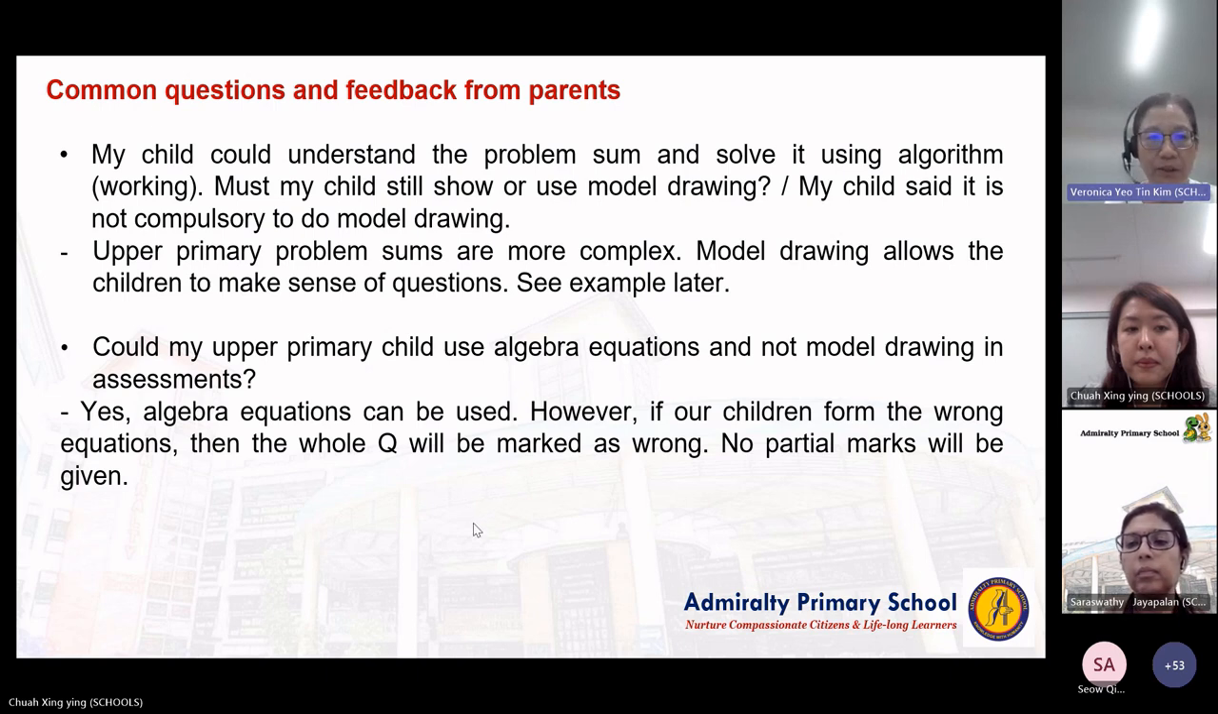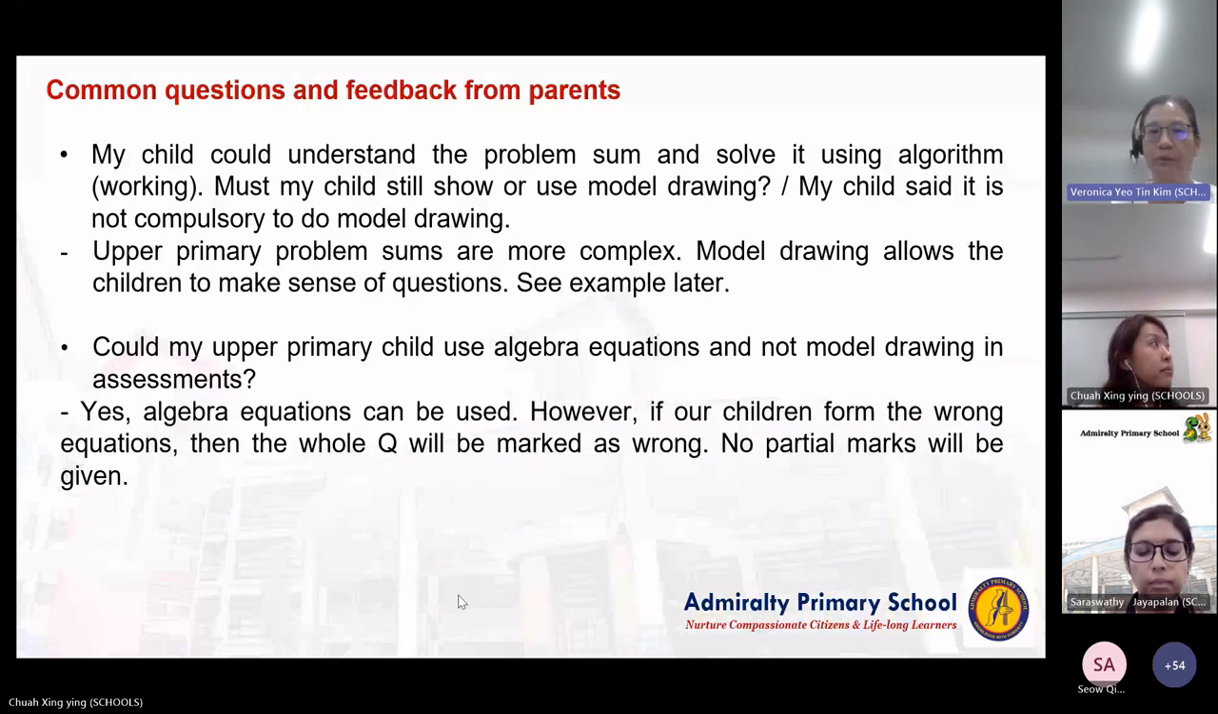Okay, so another question that I always face would be, my upper primary child can use algebra equation and not model drawing. Can my child just use algebra equation? Don't do model drawing. And my answer is yes. PSLE, we do accept algebra equations. However, there is a caveat that you need to take note of. That is, if the children form the wrong equations, then the whole question will be marked wrong. There is no partial mark for methods given for wrong formed equations.